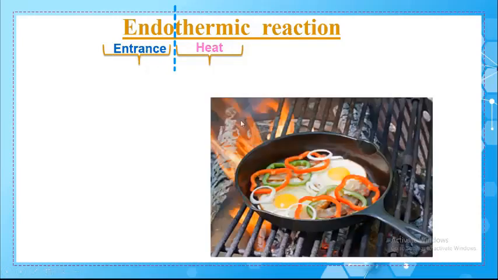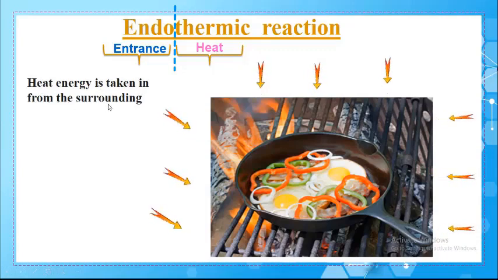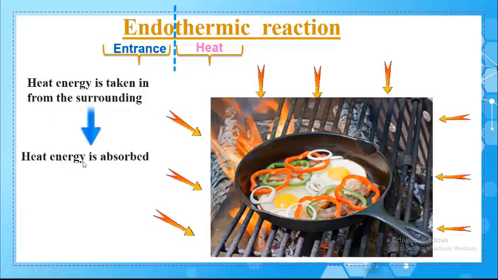Now, let's observe this figure. We are cooking some egg. We need energy or heat for this chemical reaction to take place, for the reactants to react together. We need energy. Then the reactants absorb the heat energy or the thermal energy. Then heat energy is taken in from the surrounding, and this indicates that heat energy is absorbed.